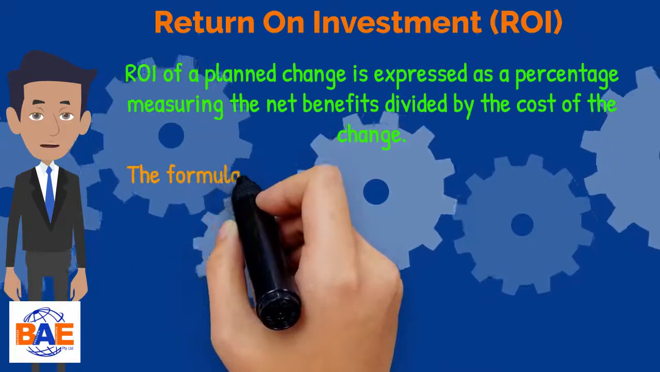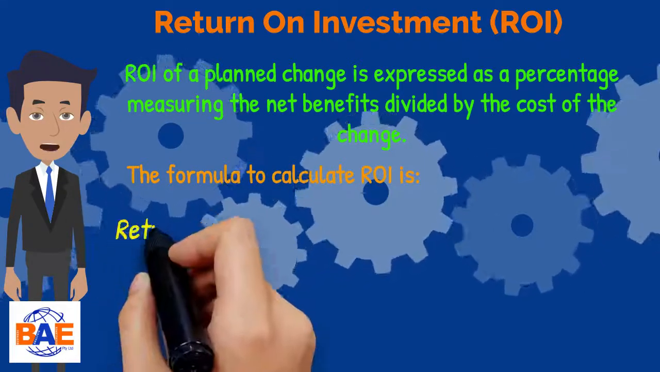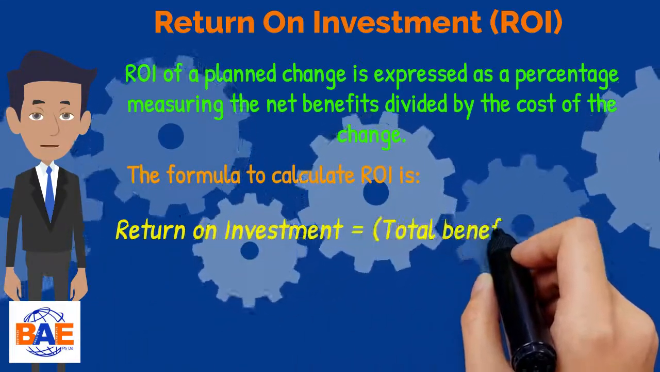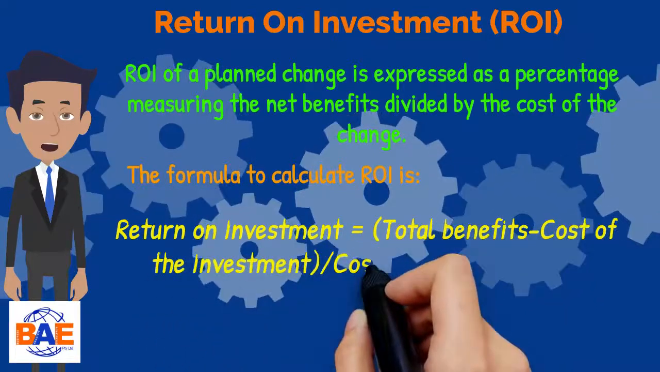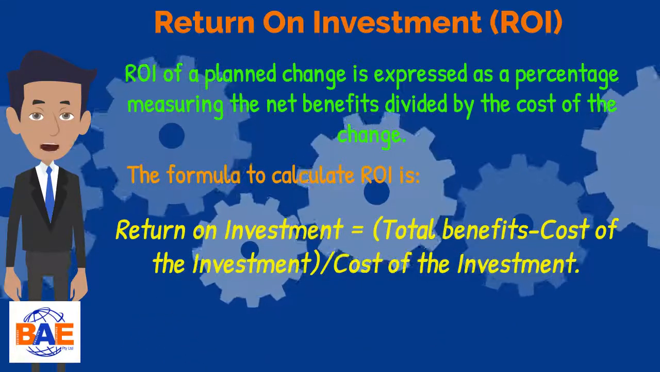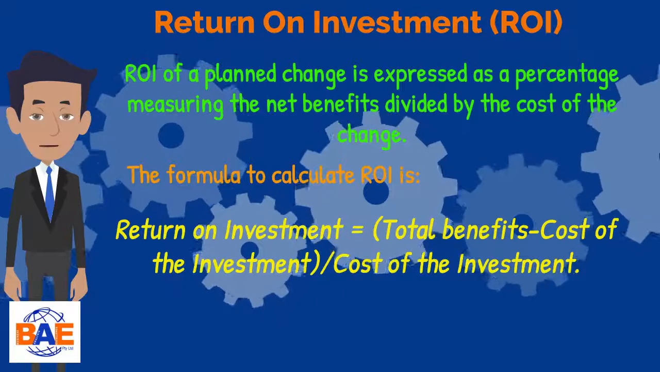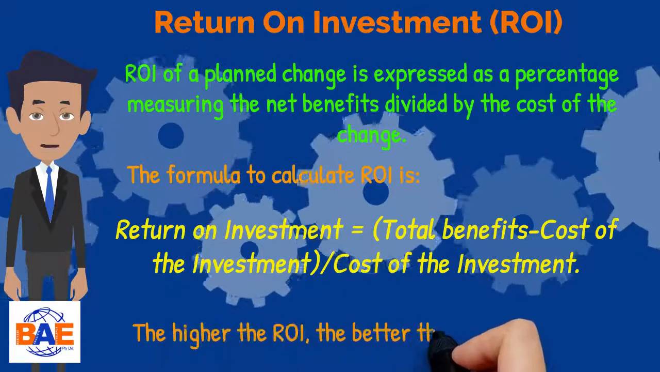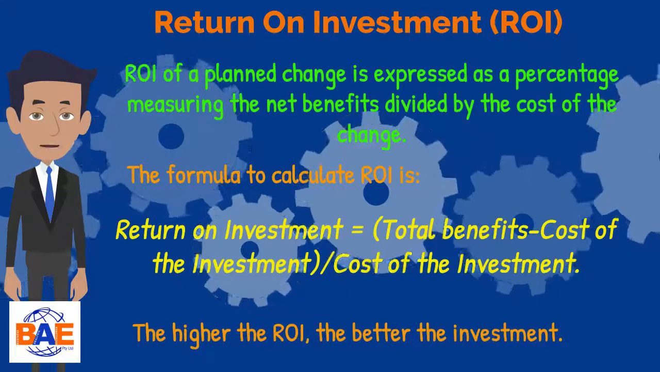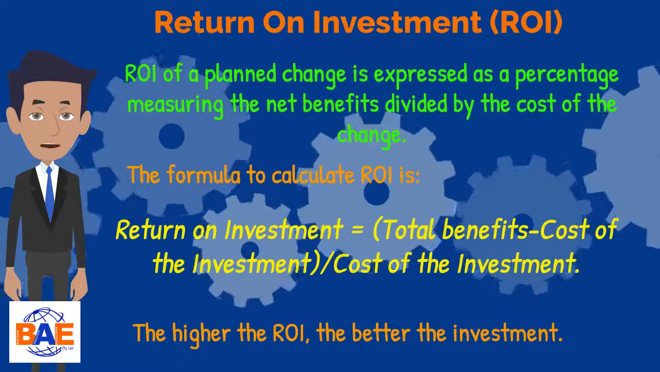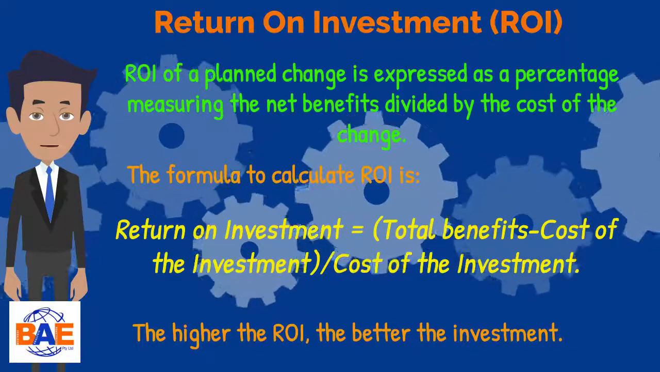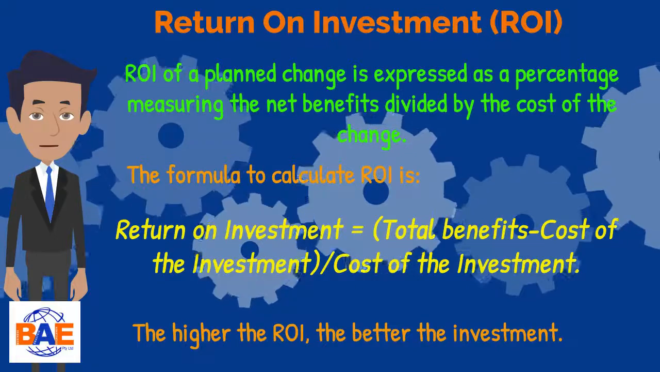The formula to calculate ROI is: return on investment equals, in brackets, total benefits minus cost of the investment, close brackets, divided by cost of the investment. The higher the ROI, the better the investment. When making a comparison between potential investments, the business analyst should use the same time period for both.